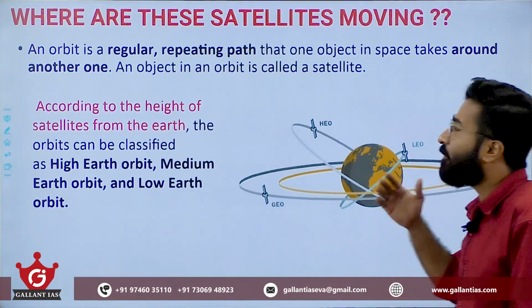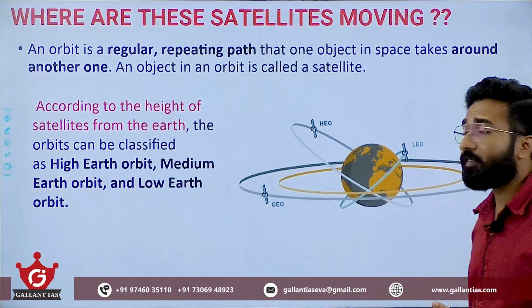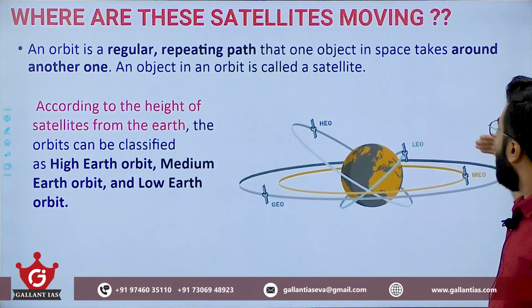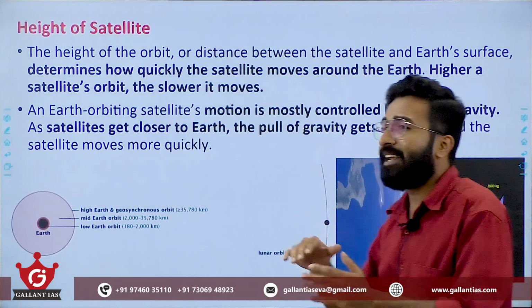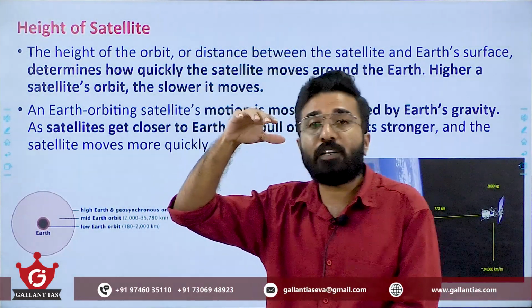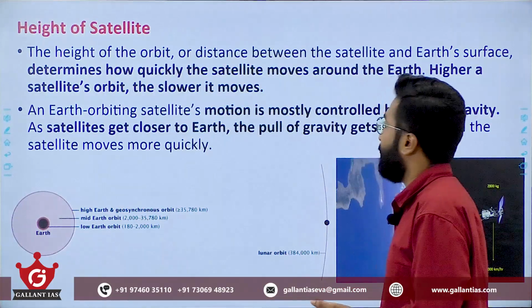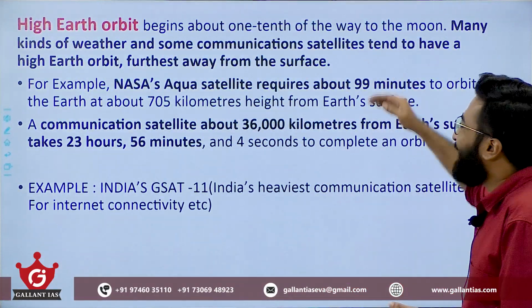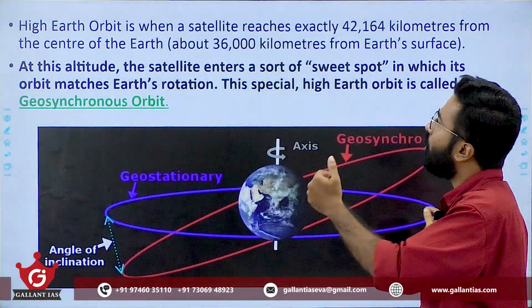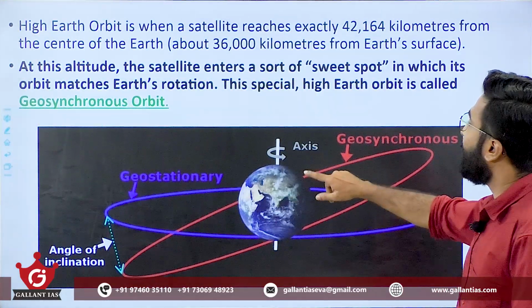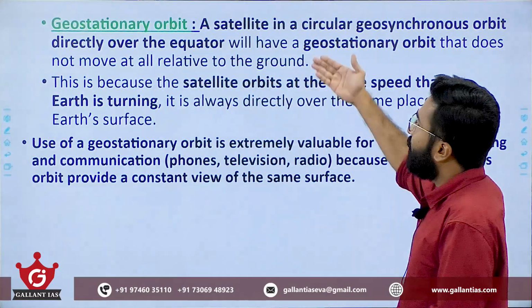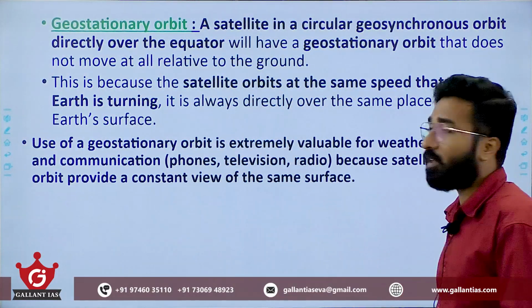Then, what are the different kinds of orbit? Orbits are classified according to heights: high Earth orbit, medium Earth orbit, low Earth orbit, etc. And we'll be talking in detail about the significance of the height of a satellite from the surface of the Earth. Now, we'll be exploring each and every orbit in detail. High Earth orbit, what are the different types of high Earth orbit, like geosynchronous orbit and geostationary orbit. Okay, we have given sufficient description about it in detail.